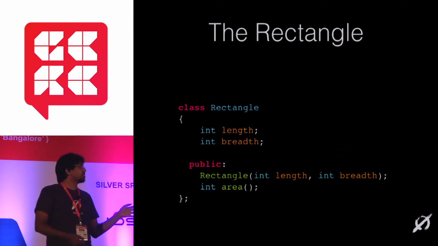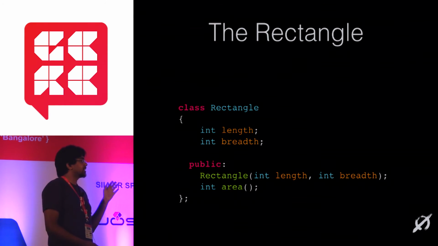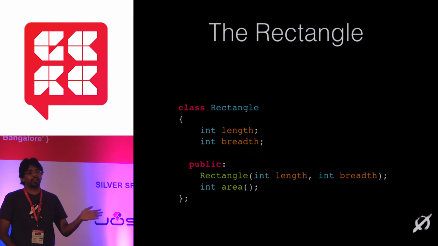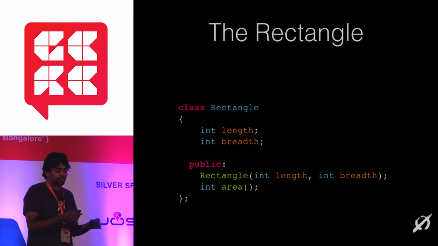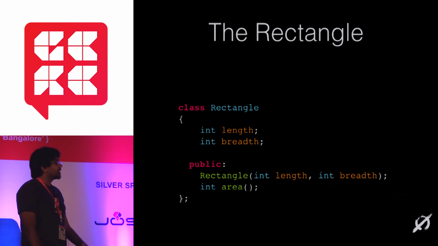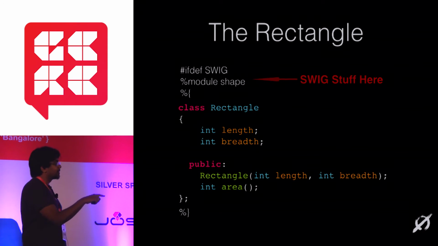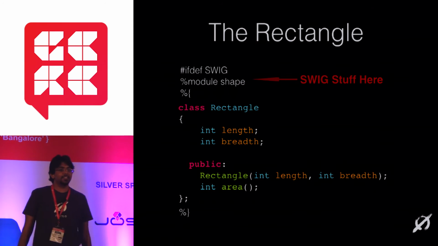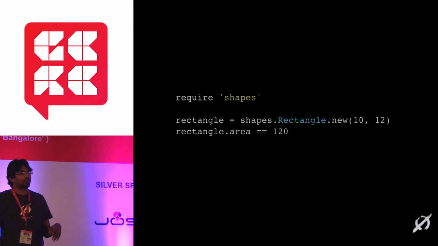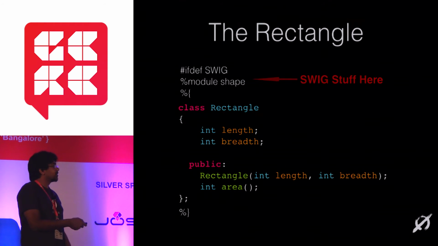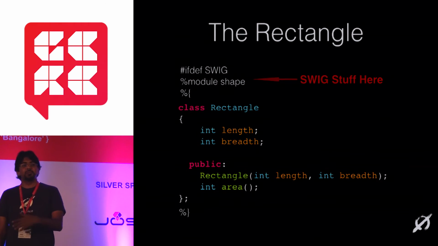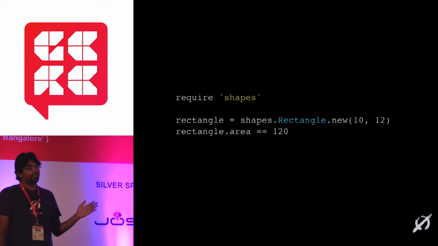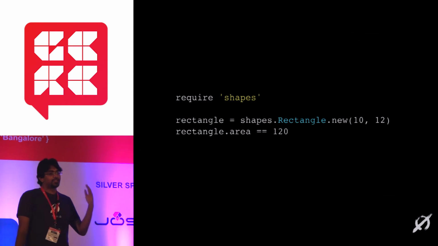It's really simple. Over here we have a class called rectangle, which has a length and a breadth, and a constructor, and a method called area, which I'm sure most of you will know the implementation of. All I need to do is add some junk at the top and the bottom, and that's it, and magically it will kind of work. On the left, I've said this is a module called shapes, which translates in Ruby directly to a namespace. I just need to say require shapes, rectangle is equal to shapes.rectangle.new, and so on and so forth.